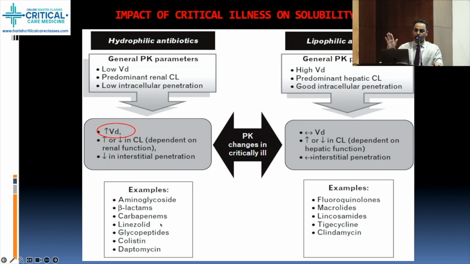Aminoglycosides, all our beta lactam agents, including carbapenems, cephalosporins, penicillins and all. So linezolid, glycopeptides like vancomycin, teicoplanin. So colistin, daptomycin, that is a lipopeptide group of antibiotics.